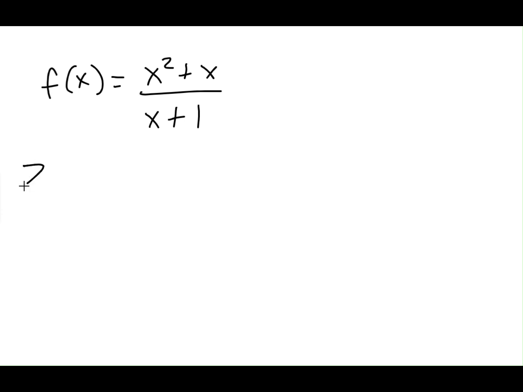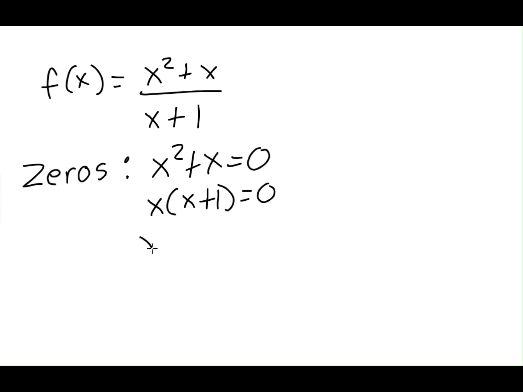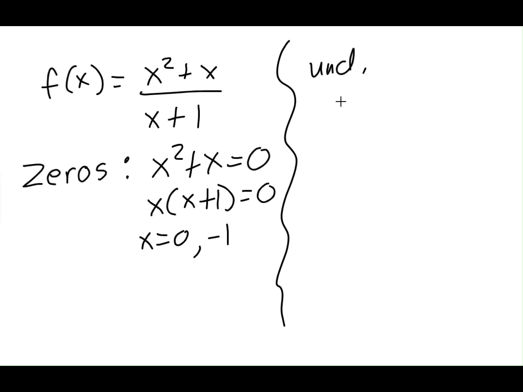So to find the zeros, we actually just need to set the numerator equal to 0. So to solve that, I'm going to factor out an x. We're left with x plus 1. And we're going to get x equals 0 or negative 1. So those are my zeros. Or are they? Turns out it's not quite right. Okay? So before I explain why, let's go ahead and look for where it's undefined. It's undefined if the denominator is 0. x plus 1 equals 0. We get x is equal to negative 1 is where it's undefined.